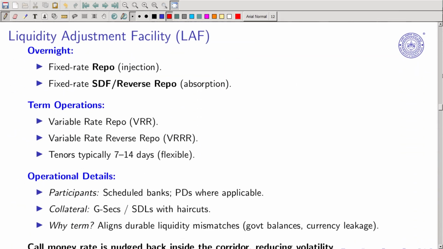So, let me shed light on what we call the liquidity adjustment facility. So, what is the liquidity adjustment facility? It is overnight, this is what we are seeing. So, we go for the fixed rate repo. On this, banks are borrowing money, which means that banks are going to have the cash. So, this is called liquidity injection, right. And SDF or reverse repo is the absorption, which means that we call it liquidity absorption, right.